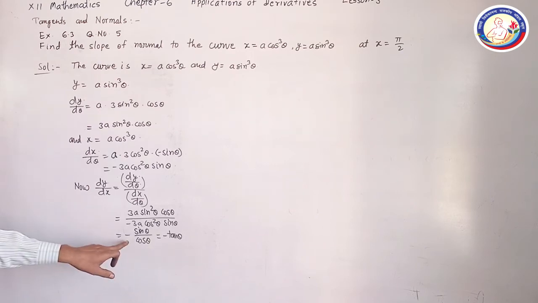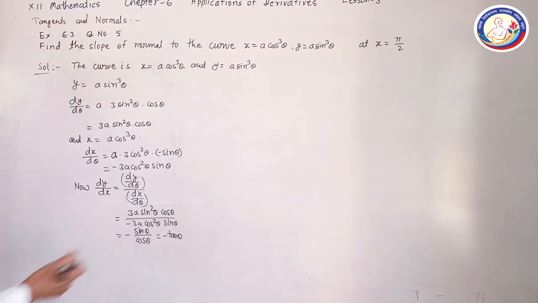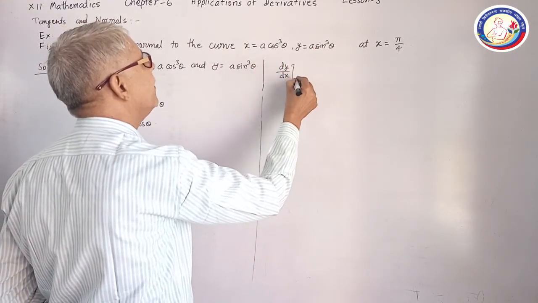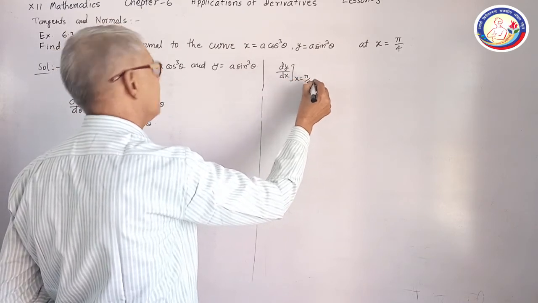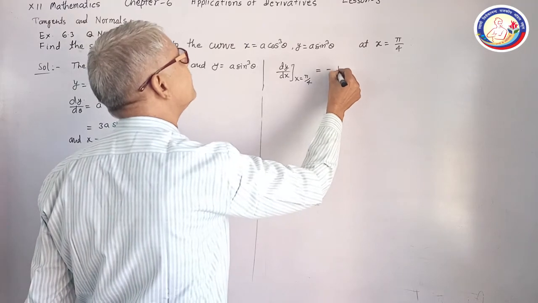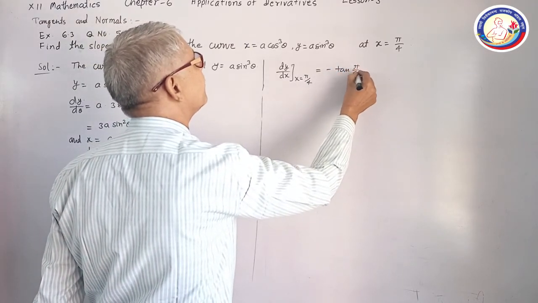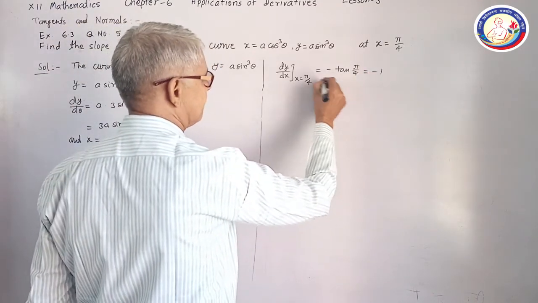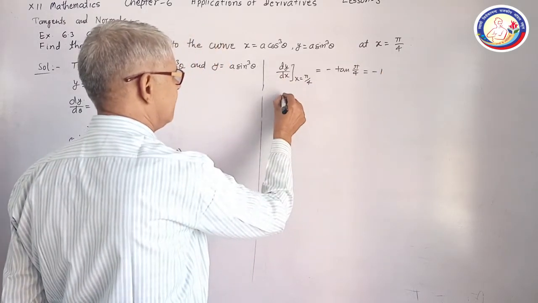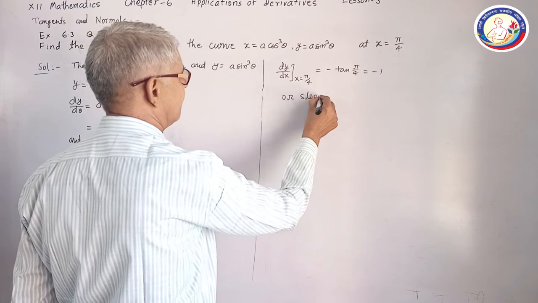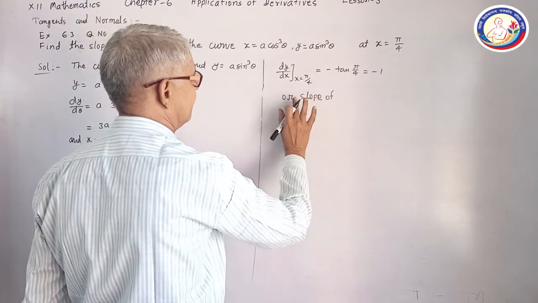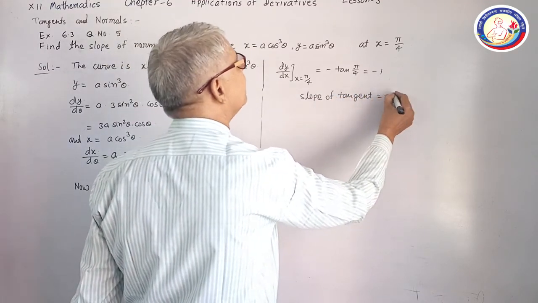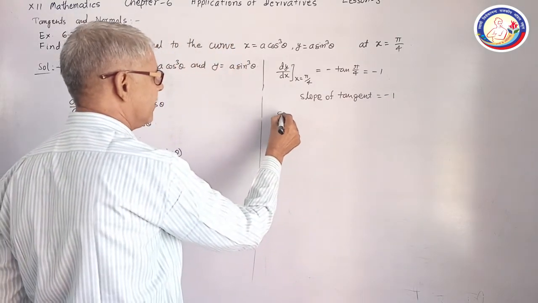So what is the slope of the tangent here? The derivative of y with respect to x at theta equal to pi by 4 is equal to minus tan pi by 4, that is equal to minus 1. Say it m, or minus 1. Slope of normal.